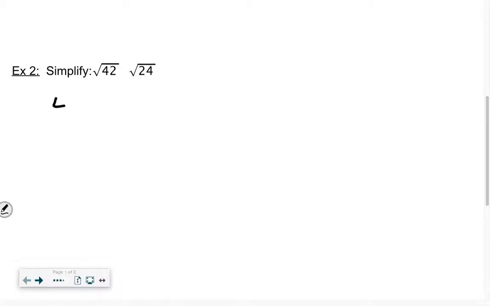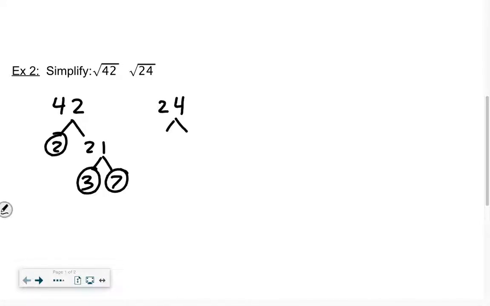So let's take a look at 42. Prime factorization of 42, we could go 2 and 21, keep it easy for ourselves. And then if we look at 21, it could be 3 and 7. Both of those happen to be primes, so we know that 42 is 2 times 3 times 7. If we look at 24, we know factors of 24 can be 4 and 6, which go down to 2 and 2, and 3 and 2.